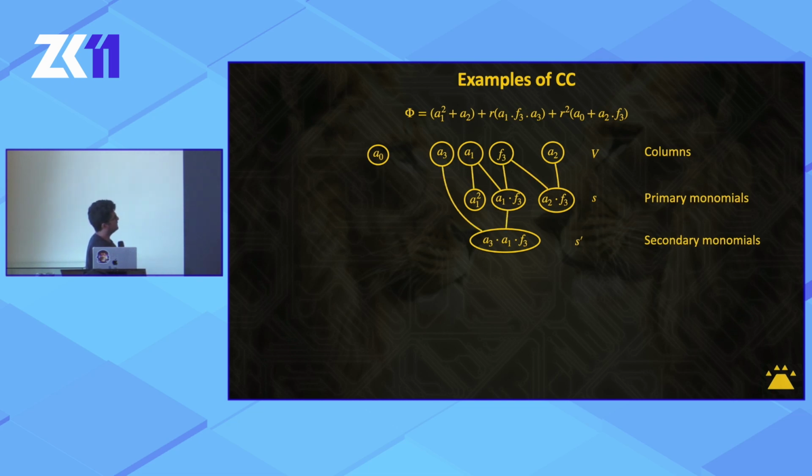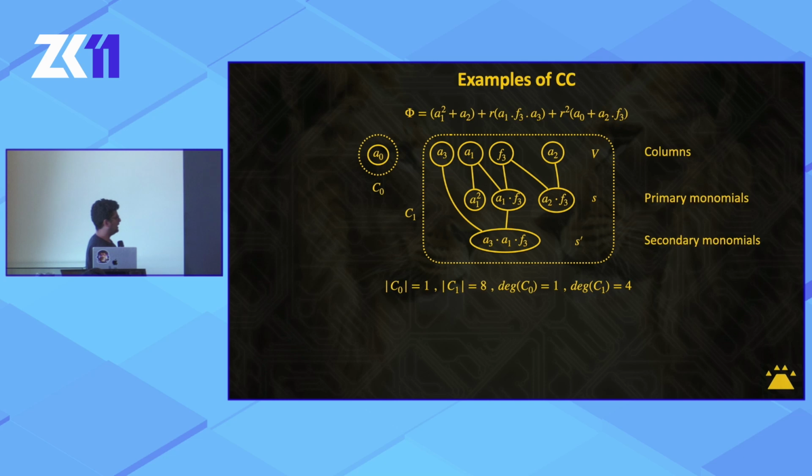So what this shows is that, in this simple example, it basically breaks off into two connected components. And as you can see, there is one element in the first connected component and 8 elements in the second connected component. And the highest degree of the second connected component is 4, because in NTT we always extend to powers of 2. So even though you have only 3 polynomials here, so it's degree 3, I just make it degree 4.